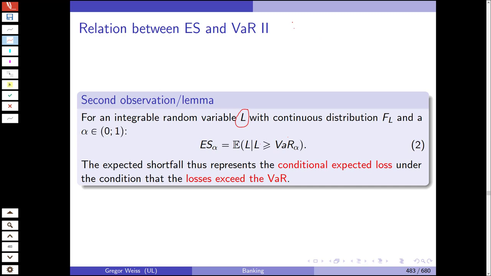So let's now switch from a profit and loss distribution to a loss distribution, a Verlustverteilung, which looks like this. So the losses are in this direction, and if this is the VaR, what is the expected shortfall? The expected shortfall is simply the average of these points here. So it's the conditional expected loss under the condition that the losses are larger than the VaR, that they exceed the VaR. You can see two main properties.